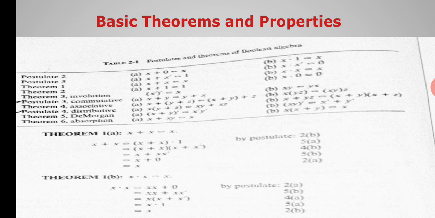Okay, now you can see this table will list out all the postulates and theorems. You can see there postulate 2 is required, that is nothing but x plus 0 equal to x, and x dot 1 equal to x. You have to remember this. It is better you note down somewhere, so that whatever the problems you get based on that postulates, you can try to solve it.